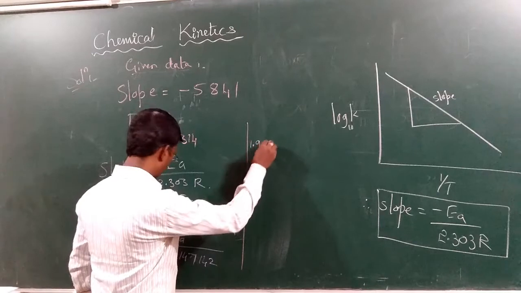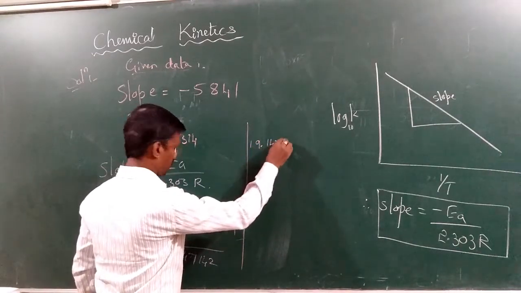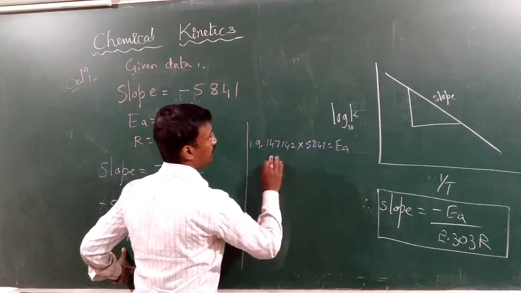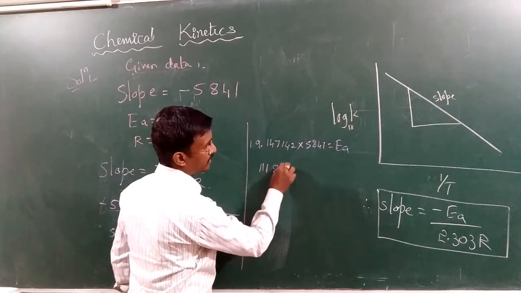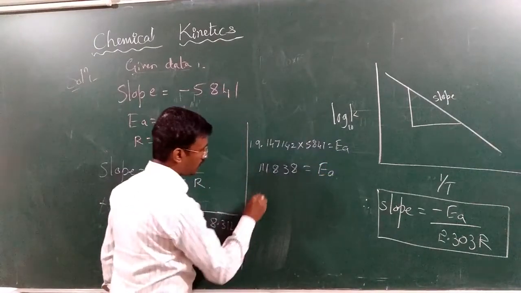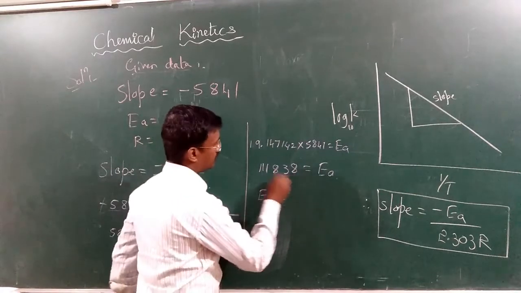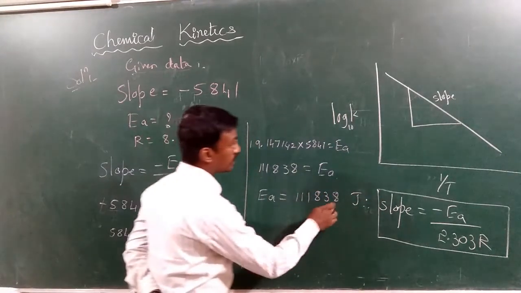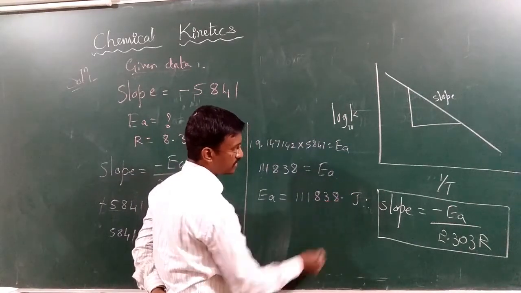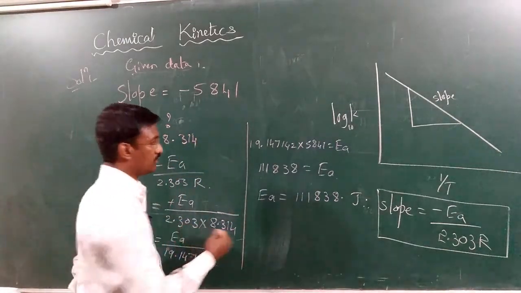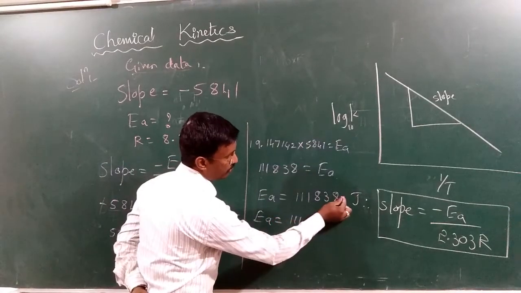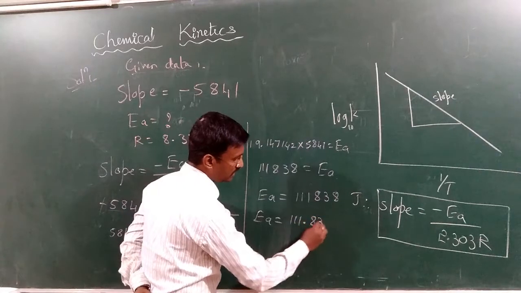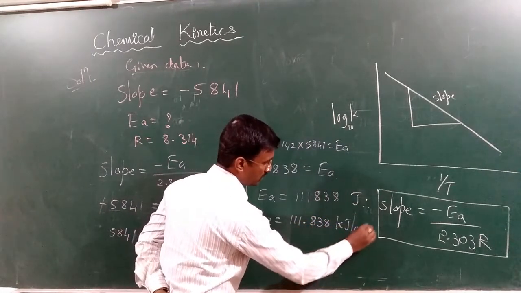Therefore, it becomes 19.147142 into 5841 is equal to EA. The multiplication of these two is 111838. This is the EA value, in joules. If you want to convert this to kilojoules, we have to shift the decimal. Think that the decimal point is here. By shifting it 3 digits to the left, 1, 2, 3, we get 111.838 kilojoule per mole. You have to write the SI unit of activation energy.